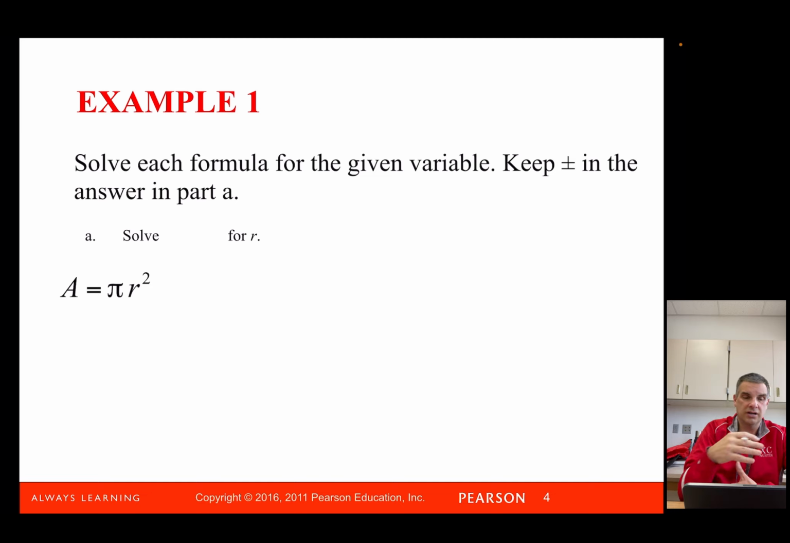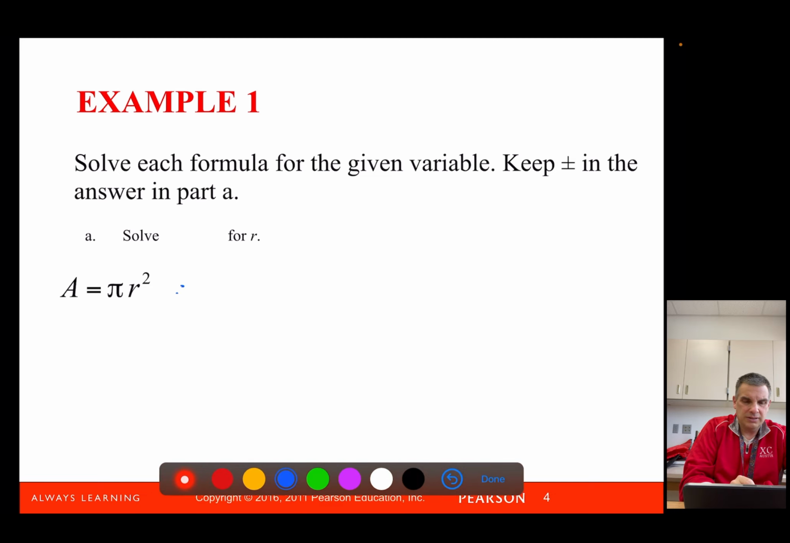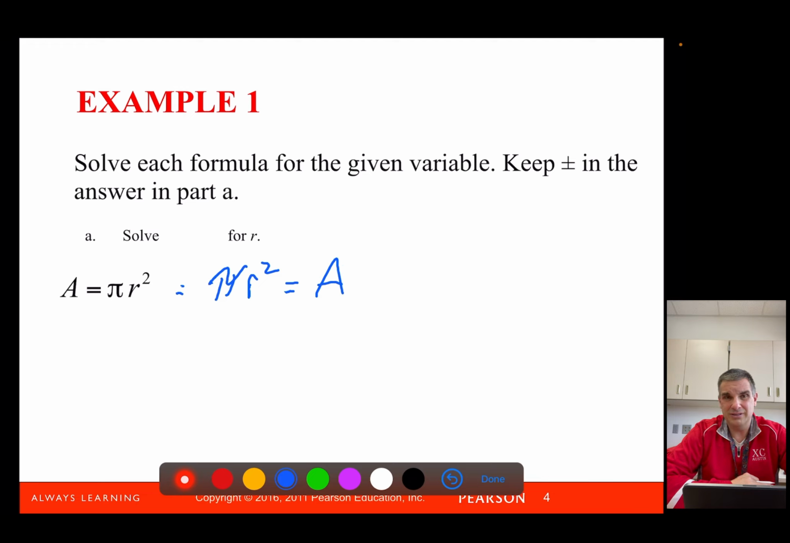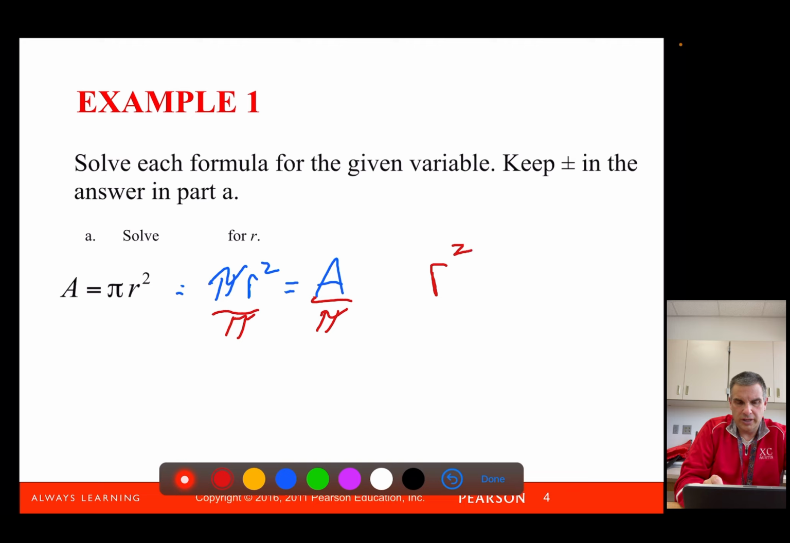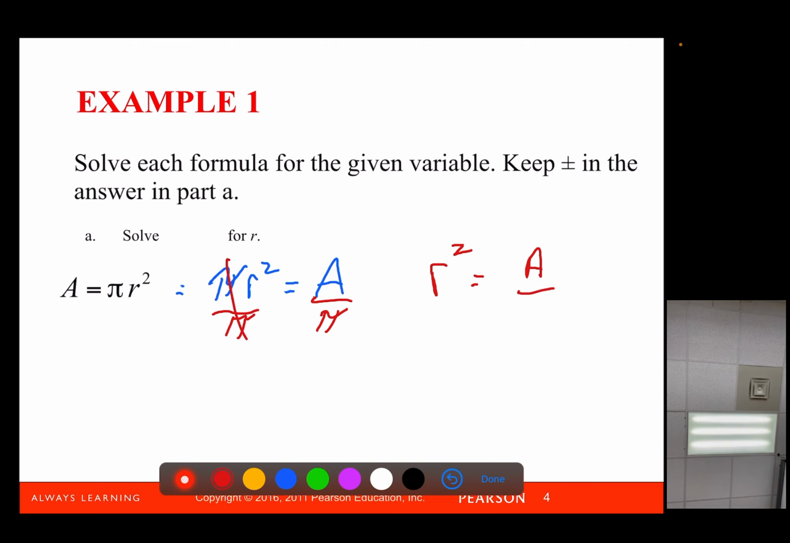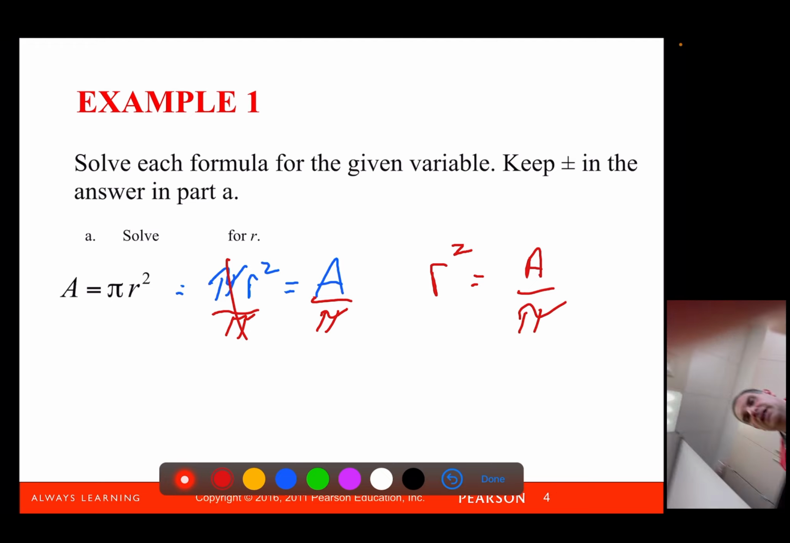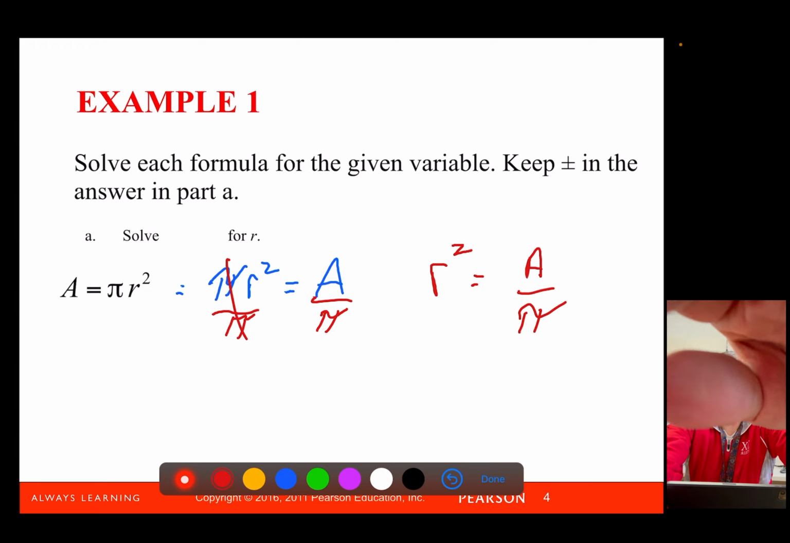For ease, we tend to like to have things on the left-hand side. I could just rewrite it like that. I don't have to do that, it's just a step. But I've got pi times r squared, so if I divide both sides by pi, I'm left with r squared, since the pi's cancel each other out, equals a over pi.